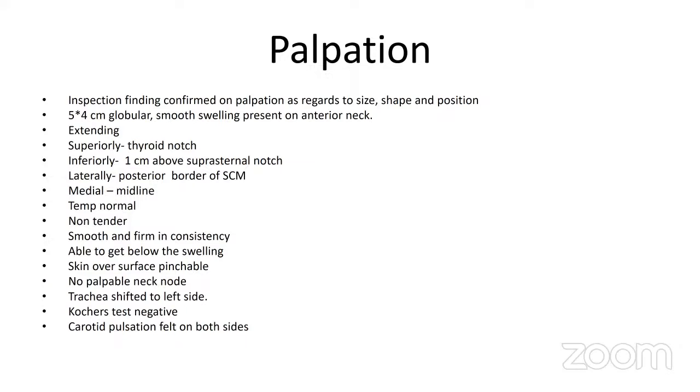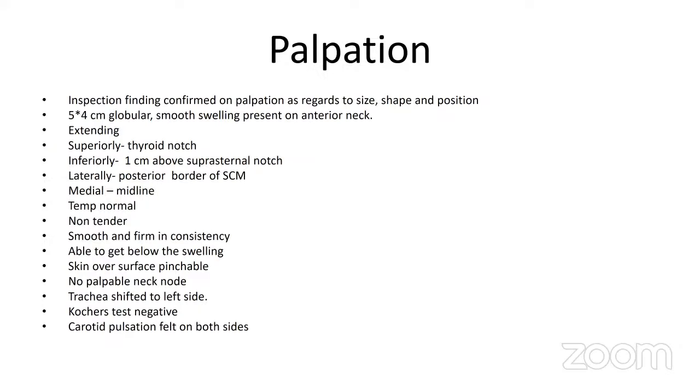How do you identify visceral involvement or vascular involvement on palpation? If the carotid is involved, we won't feel the carotid pulsations as such. The carotid pulsations are feebly felt. That's a very important sign. Okay, then what else?